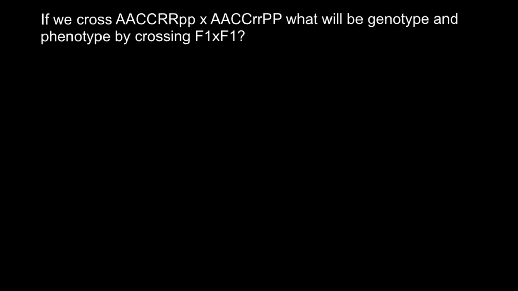Here's a question: if we cross one genotype on the left with another genotype on the right, what will be the genotype and phenotype by crossing the F1 generation with itself? I know the answer even before I finished reading, because this is very easy. We are going to have 10 different genotypes, and we are going to have phenotypes with a ratio of 9 to 3 to 3 to 1.